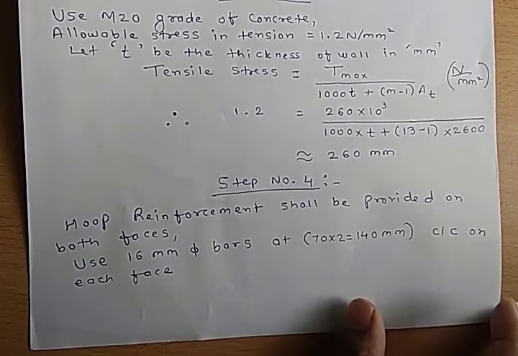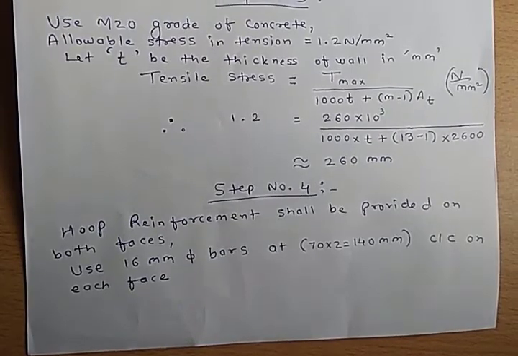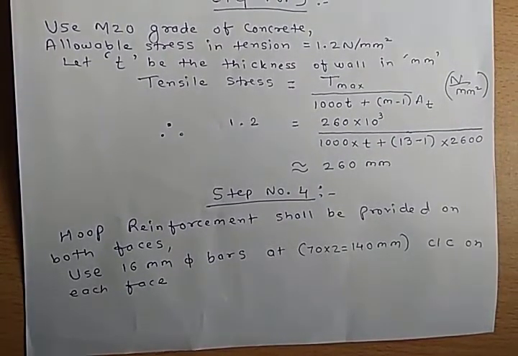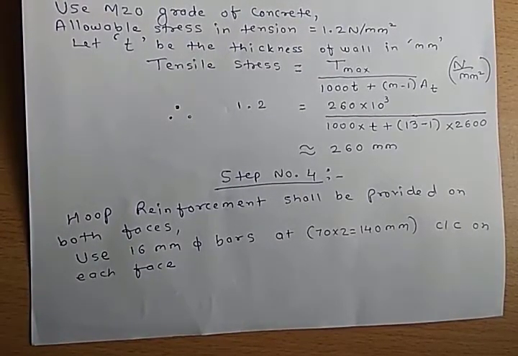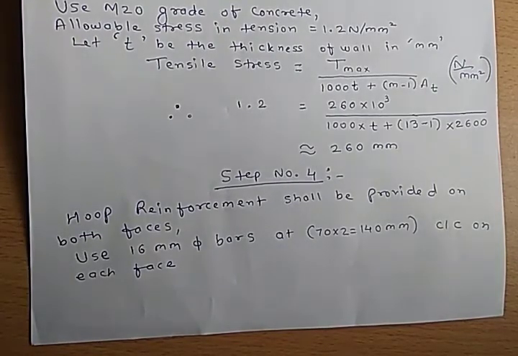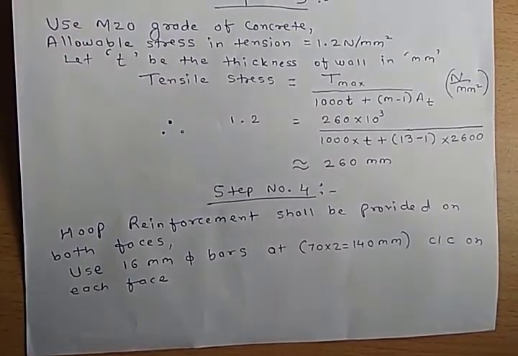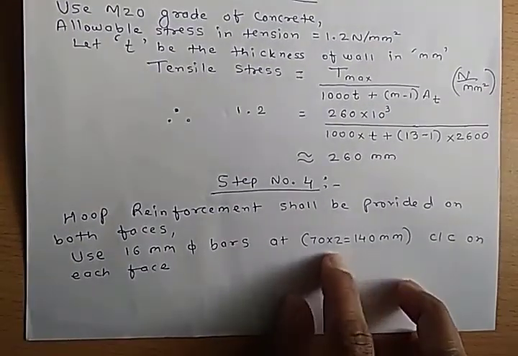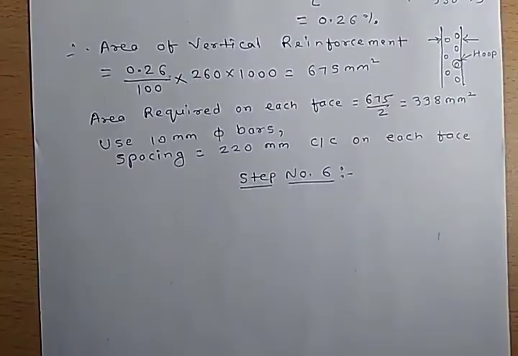And in the next step, we assumed that hoop reinforcement, since the thickness is greater than 250 mm, we have to provide on both the faces. Earlier we considered that it may be provided at 70 mm center to center, but now if it is on both the faces, we have just doubled the spacing. That is the reason this is 70 multiplied by 2, 140 mm on each face. This is what we have considered.